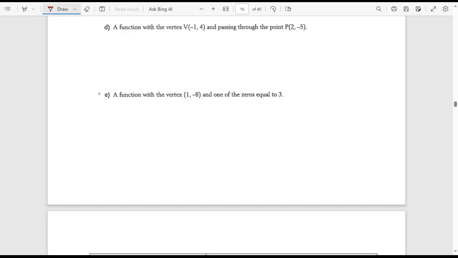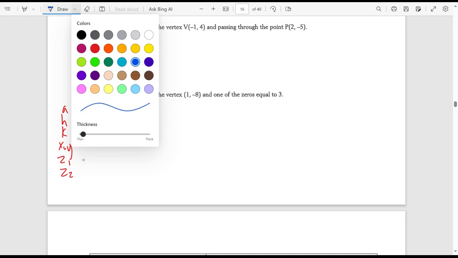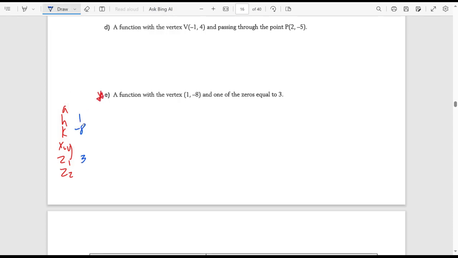This one here, E: a function with vertex 1 and -8, and one of the zeros equal to 3. Okay, so a, h, k, x, y, z1, z2. The vertex is 1 and -8. One of the zeros is equal to 3. That's all I have. Now, this one's tough because you can solve it in both forms. You just have to be able to see it.